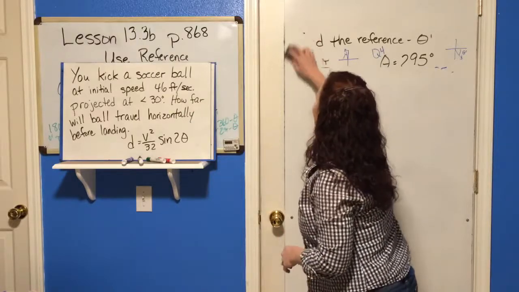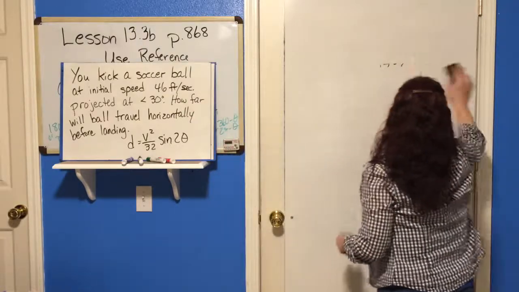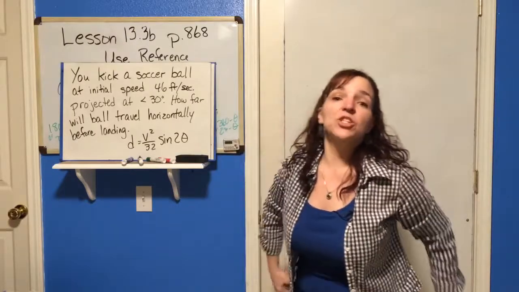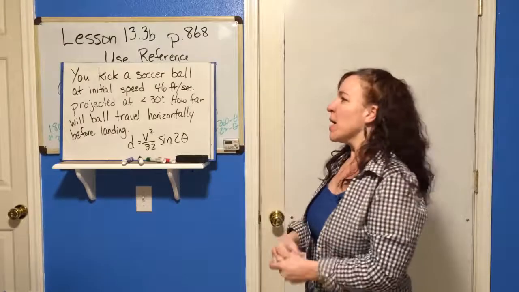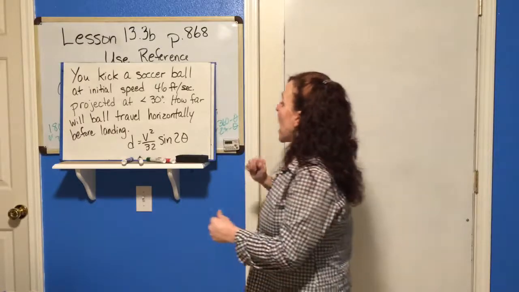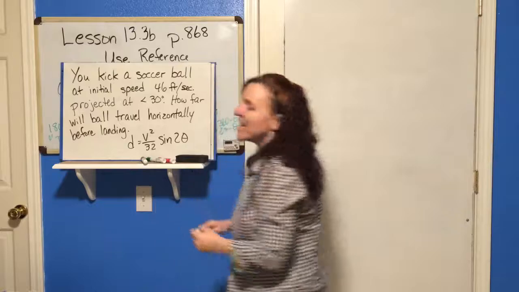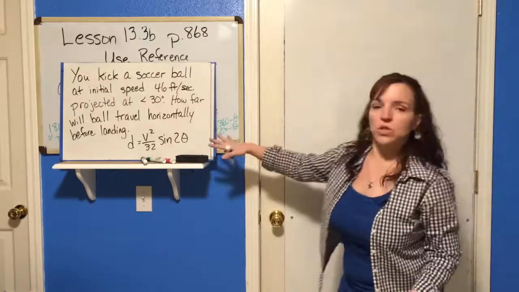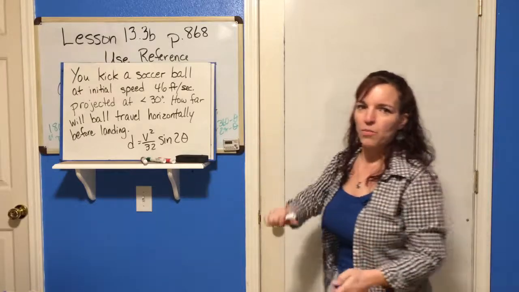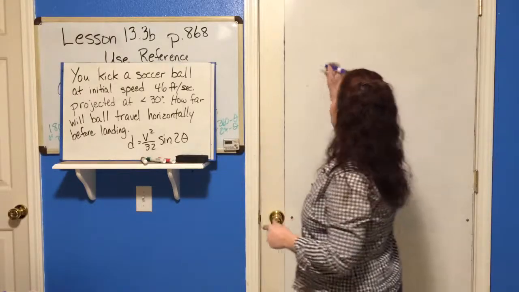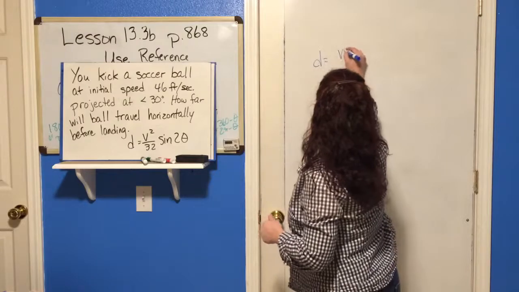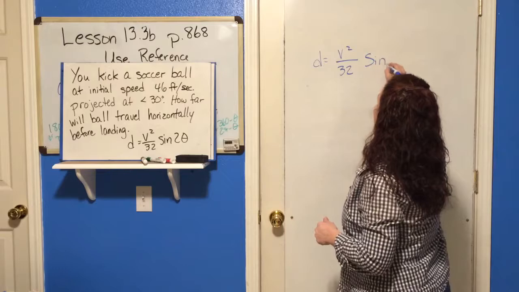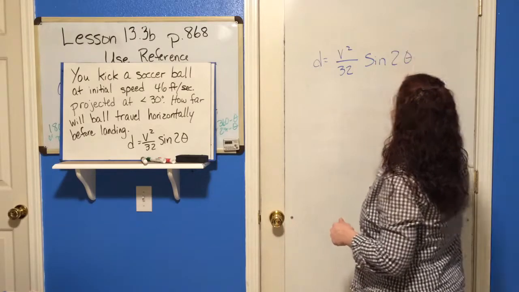And what you've got is a formula. In order to solve this type of problem, you're going to use a formula that mathematicians that are smarter than I have come up with by kicking lots of balls, I suppose. And they have used the gravitational pull on the Earth. This only works on Earth, so don't go and try this on the moon or Mars or anything. So the distance is figured by taking the velocity squared over 32 times the sine of 2 theta.